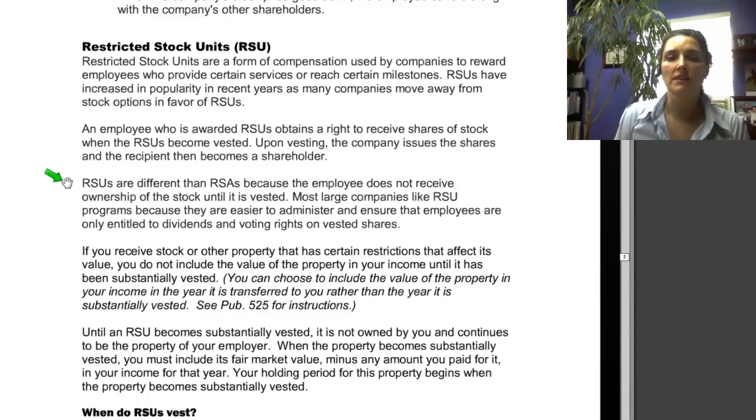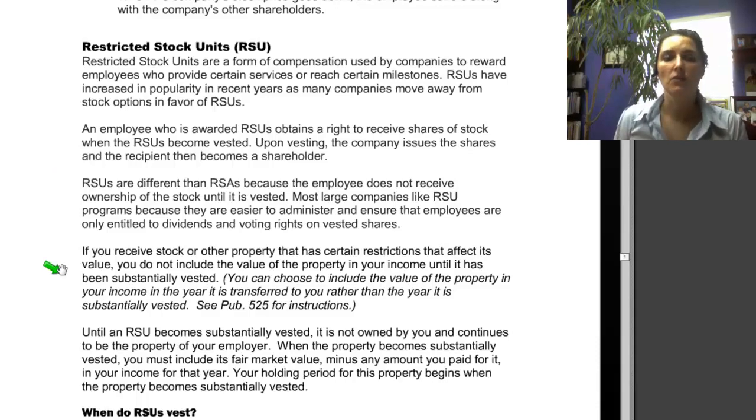RSUs are different than RSAs because the employee does not receive ownership of the stock until it is vested. Most large companies like RSU programs because they are easy to administer and ensure that employees are only entitled to dividends and voting rights on vested shares.